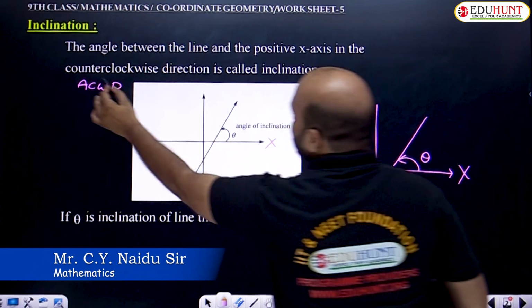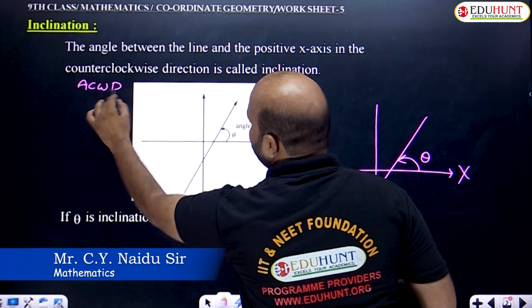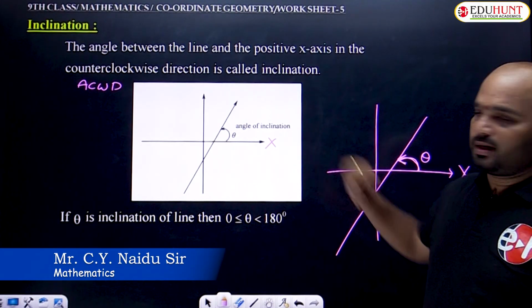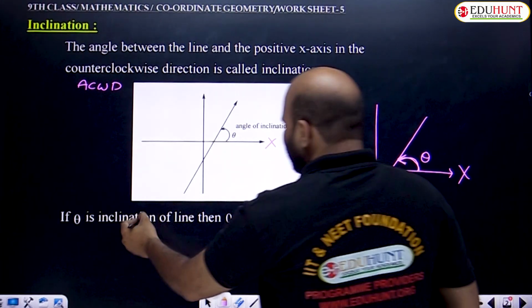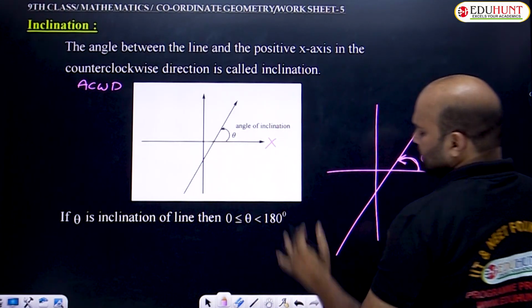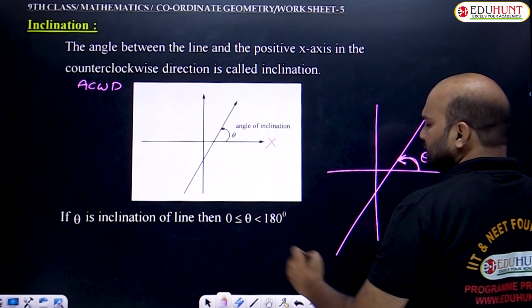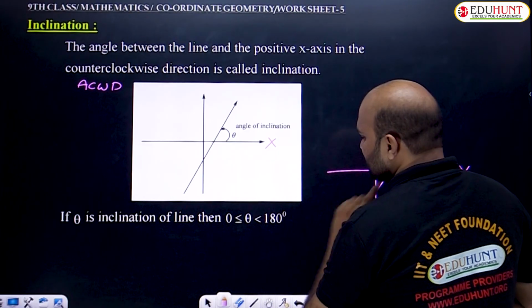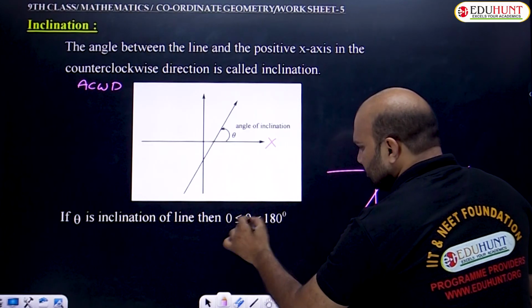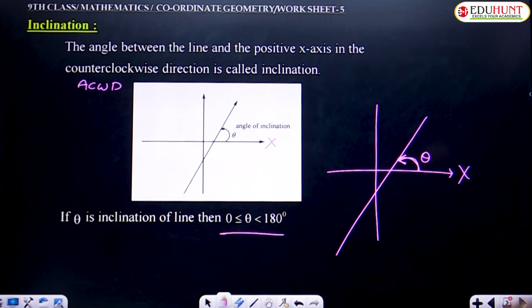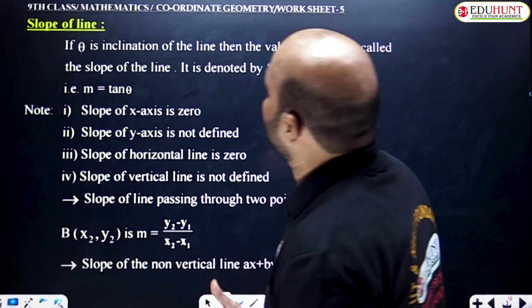It is measured in the counterclockwise direction, nothing but the anti-clockwise direction. This is called inclination. If theta is the inclination of a line, then theta always lies between 0 and 180. So 0 is less than or equal to theta, and theta is less than 180. It is 0 or more than 0 and less than 180. That is also a very important rule.